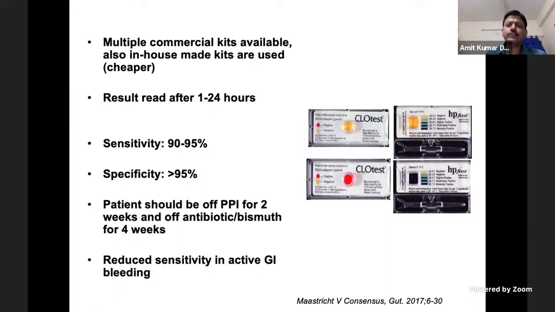This test has also been shown to have a very good sensitivity and specificity. And like for the other tests, the patient should be off PPI for 2 weeks, and they should not have taken any antibiotic or bismuth compound for 4 weeks. Also, in the presence of active GI bleeding, there is reduced sensitivity for this testing.